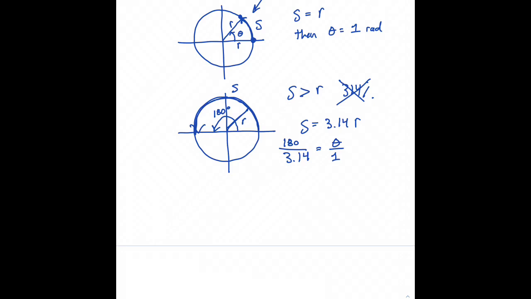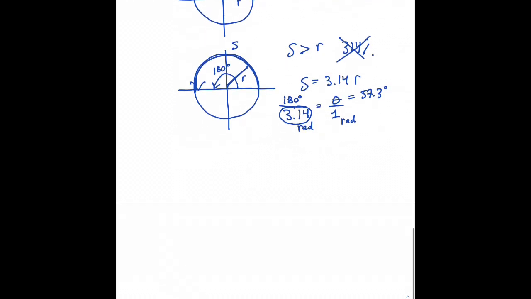In other words, when the angular displacement is 3.14 radians, that's equivalent to 180 degrees. And when the angular displacement is 1 radian, that's equivalent to, well, work it out, divide 180 by 3.14, and you'll agree that comes out to about 57.3 degrees. So that's what we mean when we talk about radians.